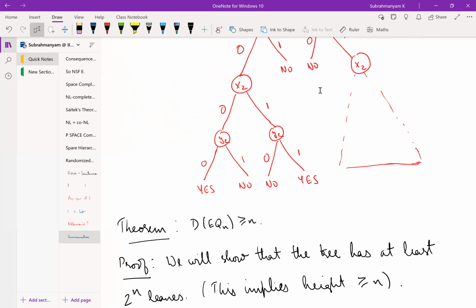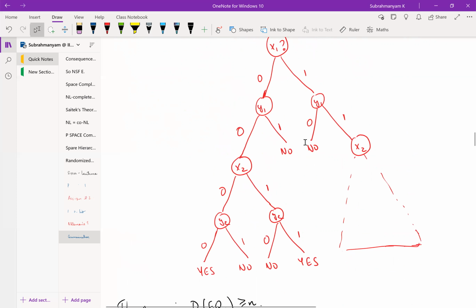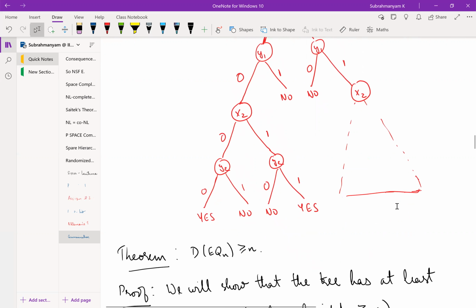How will we show that? We will show that the tree has depth at least n, because the height of the tree is the cost of the protocol. So for any protocol that computes equality, the tree should have height at least n. And how will we show that? We will show that the tree has to have 2^n leaves. If it has 2^n leaves, it cannot be a tree of height less than n.